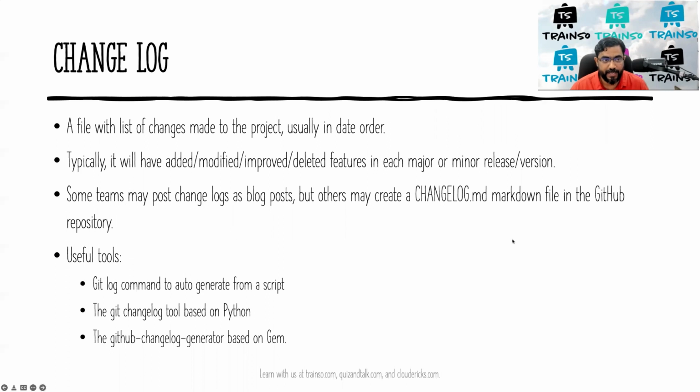Changelog: it is a file with a list of changes made to the project, usually in date order. Typically, it will have added, modified, improved, and deleted features in each major and minor release version. Some teams may post changelogs as blog posts, but others may create a changelog.md markdown file in a GitHub repository. And some tools you can refer to: the git log command to auto-generate from a script, the git-changelog tool based on Python, the GitHub changelog generator based on Ruby. So, some tools to explore. In future sessions, we will definitely look into it.